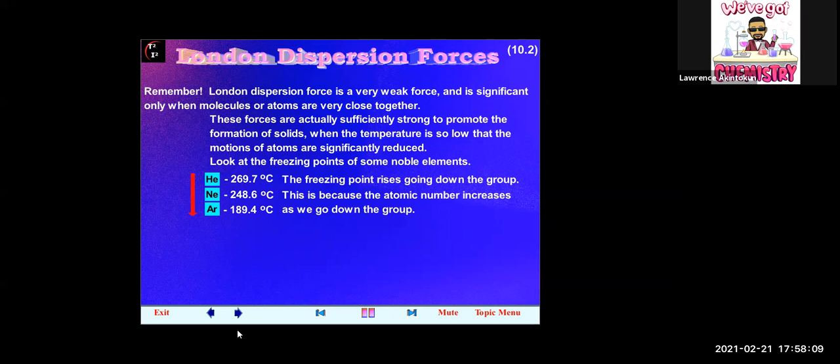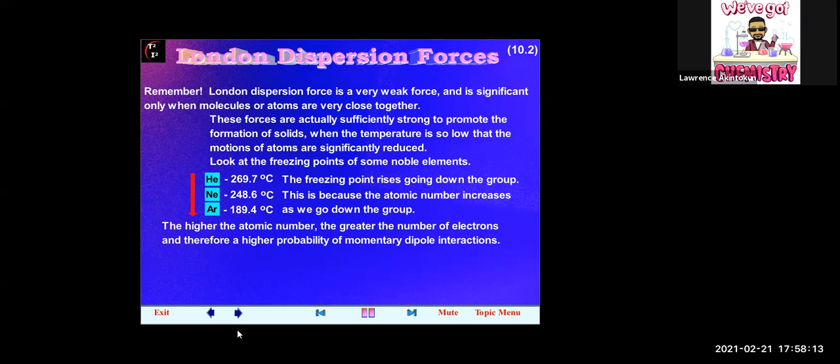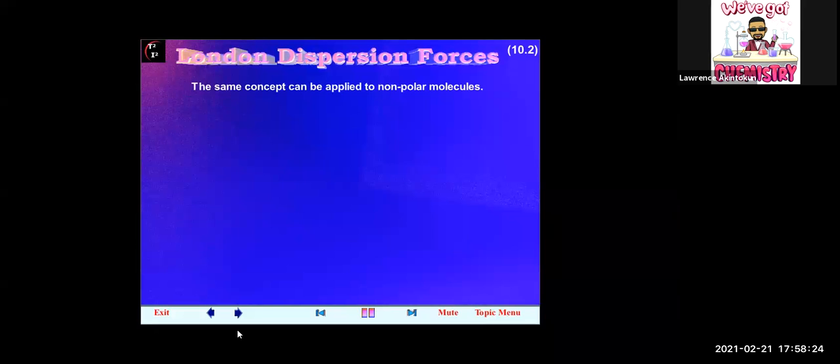This is because the atomic number increases as we go down the group. The higher the atomic number, the greater the number of electrons, and therefore a higher probability of momentary dipole interactions. The same concept can be applied to nonpolar molecules. Consider CO2. We know CO2 exists as a gas.